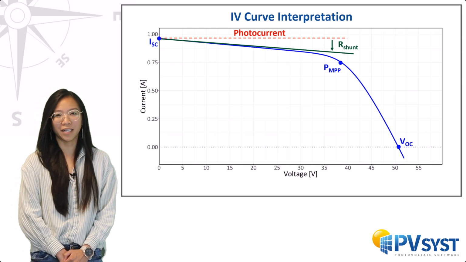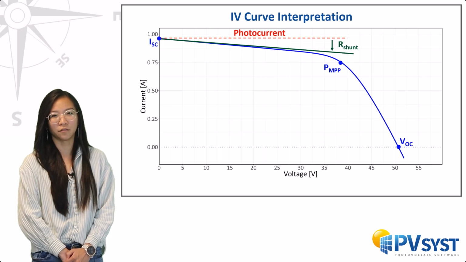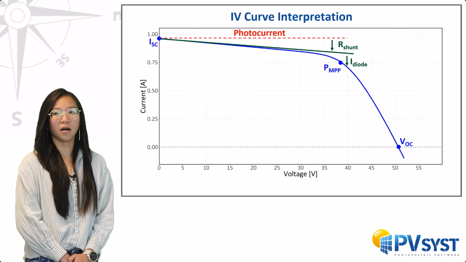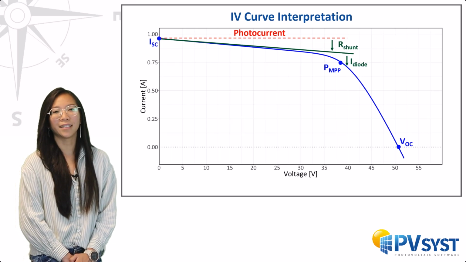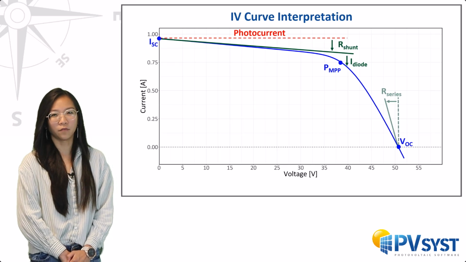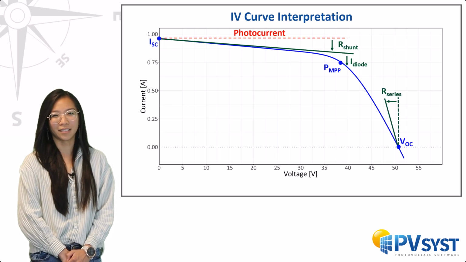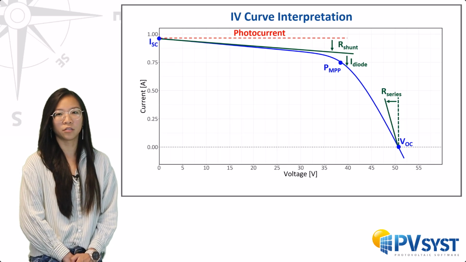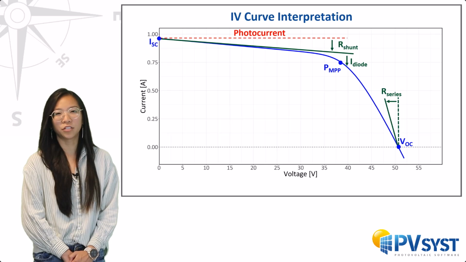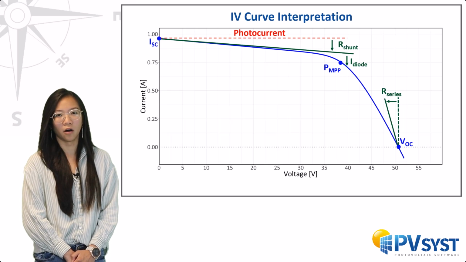The slope of the straight line is the inverse of the shunt resistance. Then we have the current loss across the diode, represented by the exponential curve. Finally, we have the voltage drop across the series resistance, which is proportional to the current. This is also a straight line that follows Ohm's law.